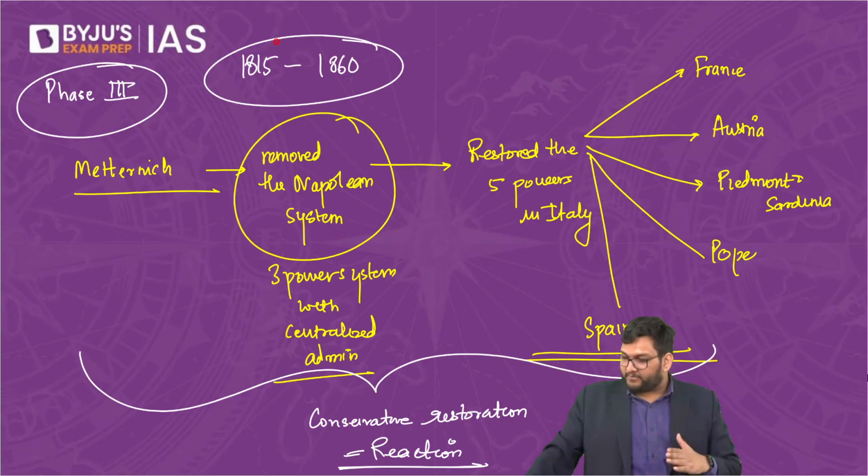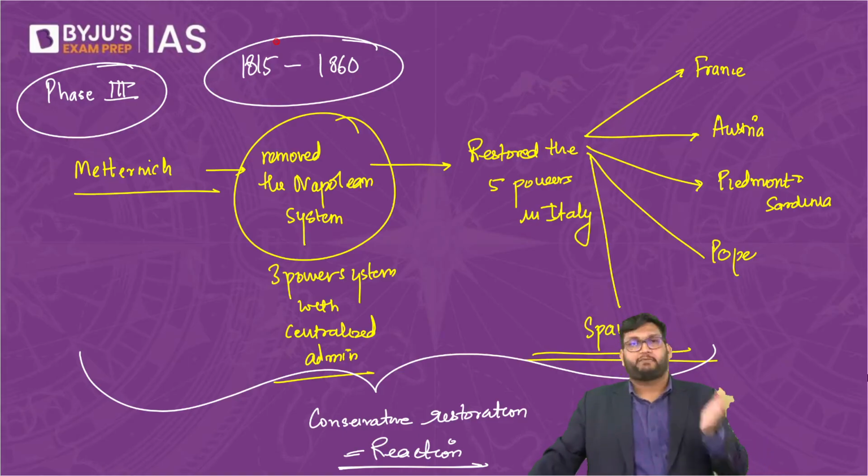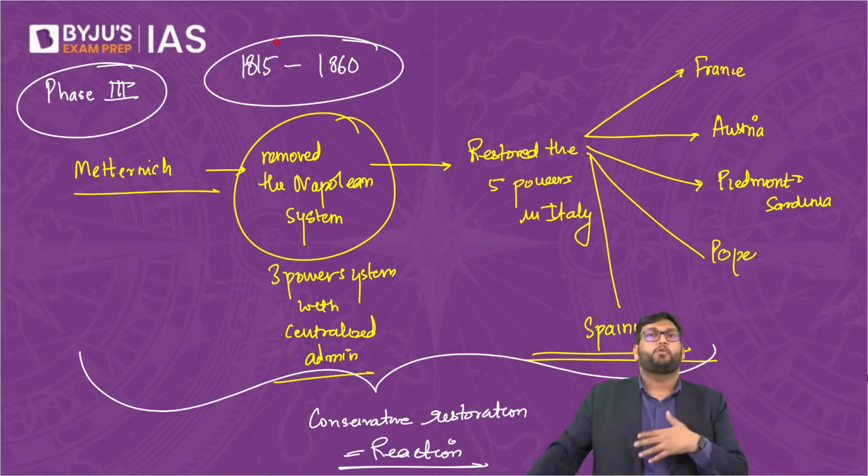Second phase, paved way for unification. Metternich came and there was a conservative reaction, but really no way of doing anything about it. So there's no movement like the Frankfurt Parliament in Italy.